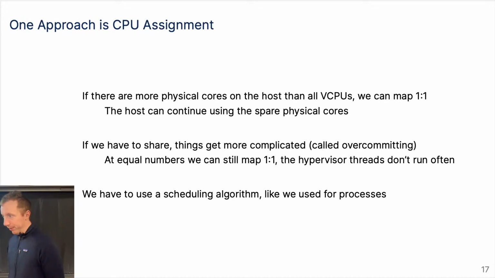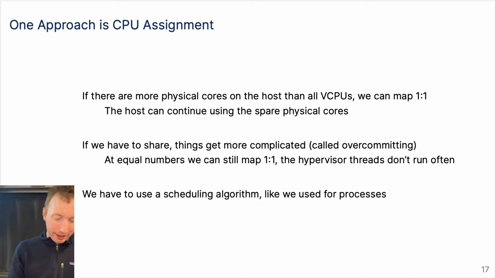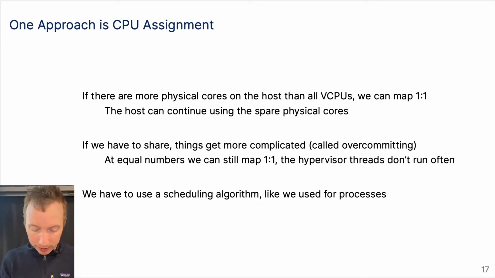Like with schedulers, we could do the same thing. One approach would just be CPU assignment. There are more physical cores on the machine than all of the virtual CPUs. We just map them 1-to-1, and the host can continue just using the spare physical cores, and then you don't even have to do context switching. You just give the virtual machine some CPU cores, and then you just don't touch them anymore.